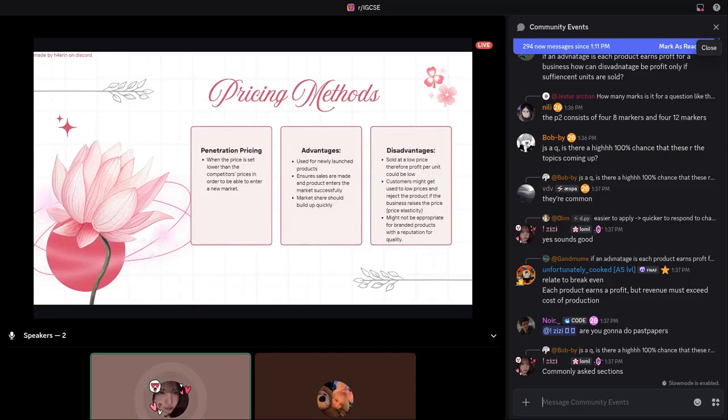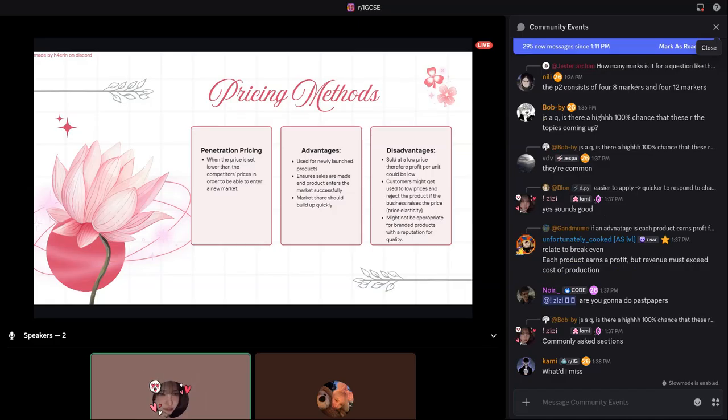The next one is penetration pricing. This is when the price is set lower than the competitors' prices in order to enter a new market. The advantage is that it is used for newly launched products. It ensures sales are made and the product enters the market successfully, and market share should build up quickly.